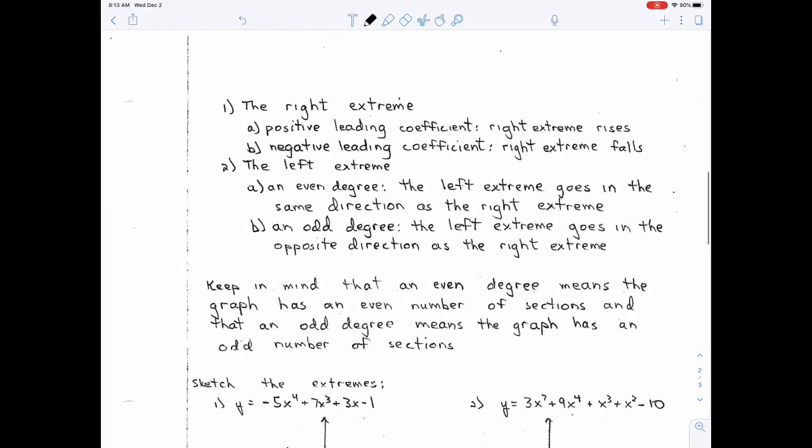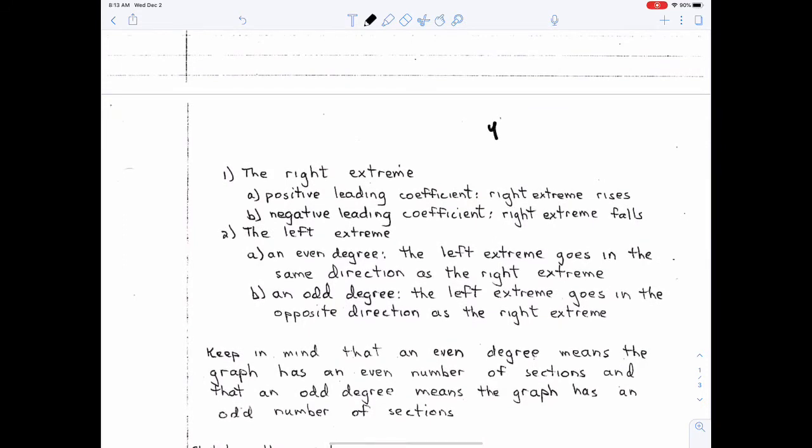Okay, for the right extreme, the right goes up if you have a positive leading coefficient, and the right goes down if you have a negative leading coefficient. I mean, you already know that. Think about a line. Y equals, but again, you don't want to use this for a line. I'm just trying to show you how you kind of already know this. 2x plus 7. Okay. What does this graph look like? It's a graph that goes up. Why does it go up? Because it's got a positive leading coefficient, right? And think of a parabola, y equals 2x squared plus 3x plus 1. That looks like this. The right goes up.